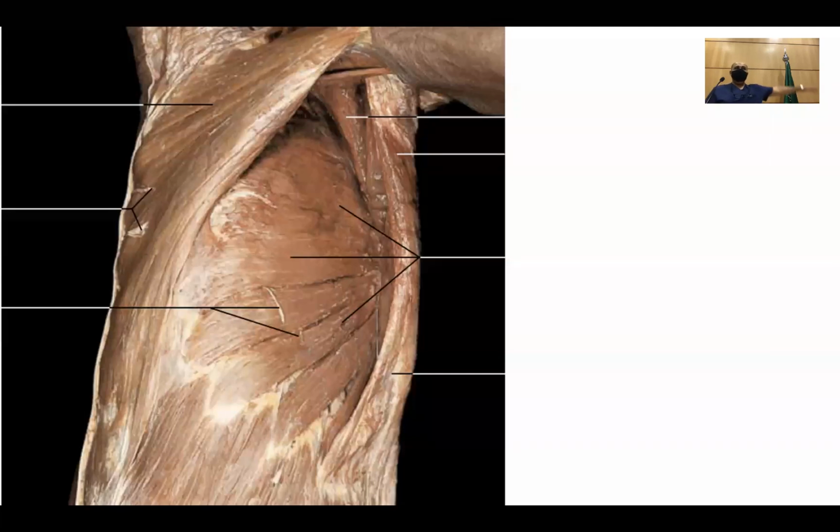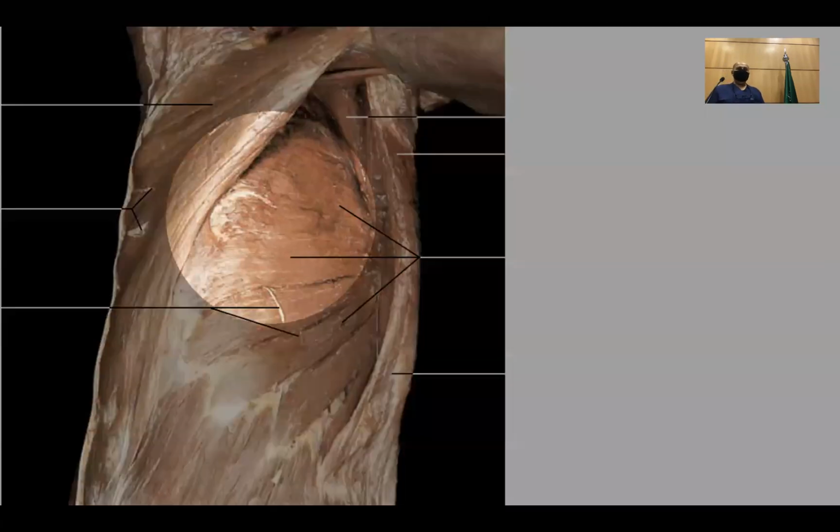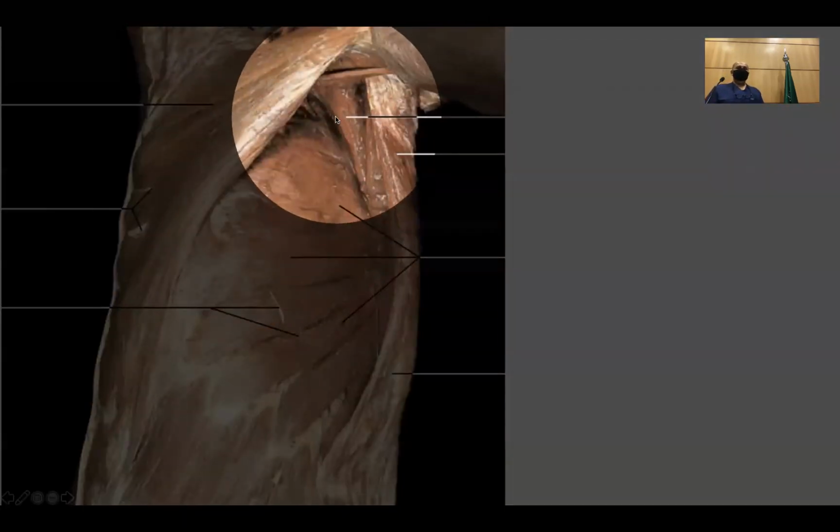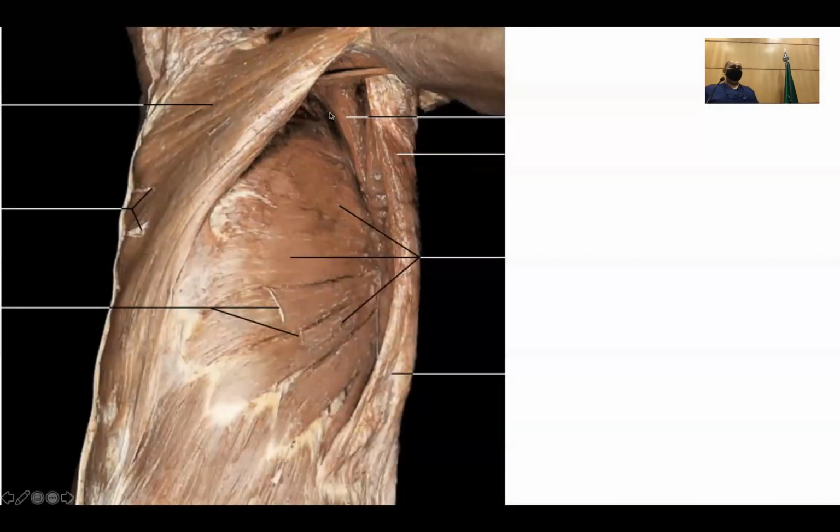And then the arm is where? Arm is abducted. So this place, what is that place? Right inside, this is where I'm indicating. That place is called axilla. Axilla is a potential space. If my hand is by the side, axilla is there. If I'm abducted, axilla is gone.